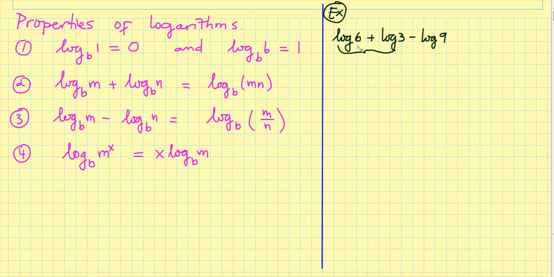So the first step we are going to do is start from left to right. I'm going to use the sum property, so that will give us log of 6 times 3, which is 18. Then I'll bring down the log 9. Next, we are going to use the differences property. So that will give us log of 18 divided by 9. So that will give us log of 2. So our final answer will be log of 2.